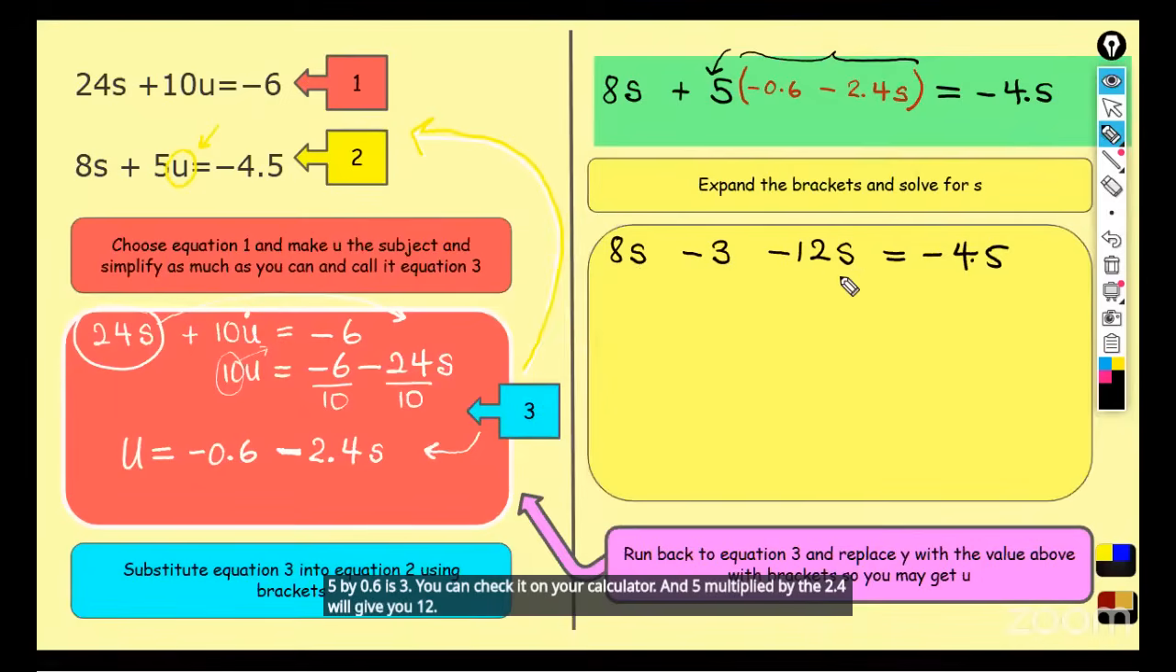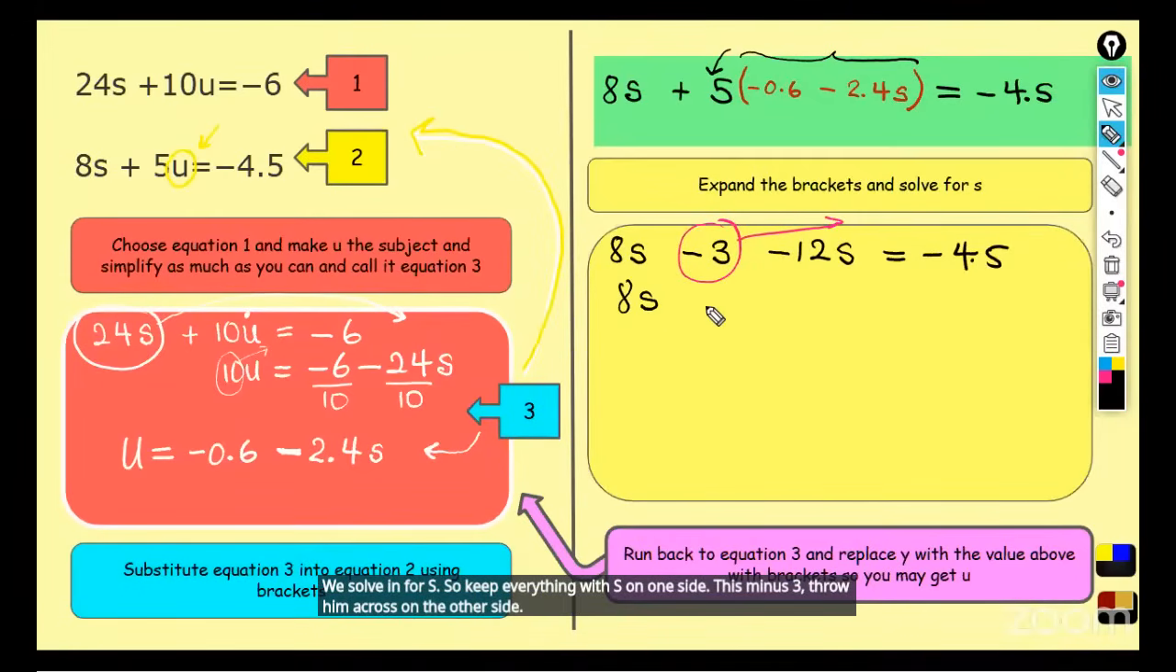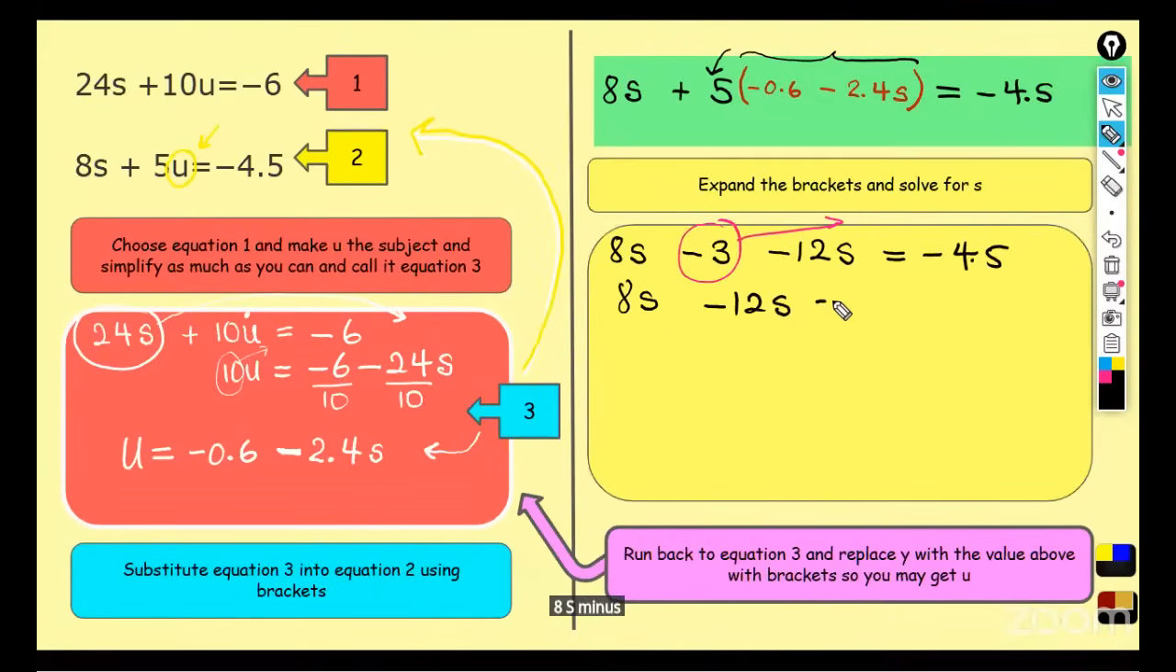We're solving for S, so keep everything with S on one side. This -3, throw it across to the other side. 8S minus 12S is equal to -4.5 plus 3. Let's simplify each side. 8 minus 12 is -4S. Minus 4.5 plus 3 is -1.5. You can double check it on the calculator, right?